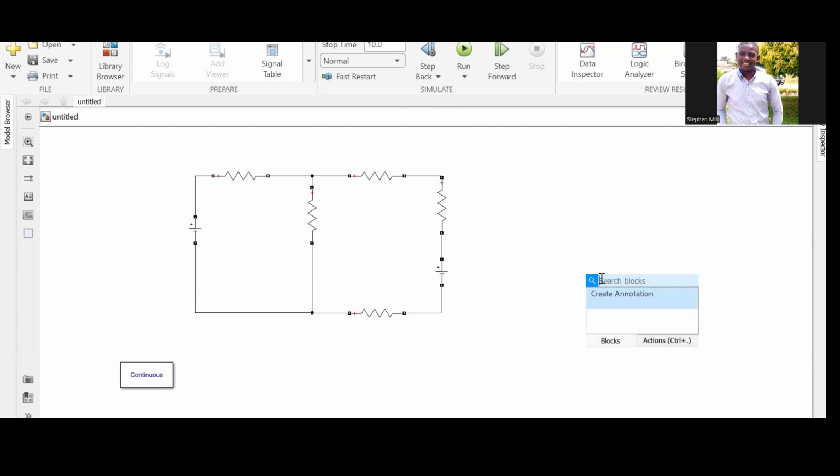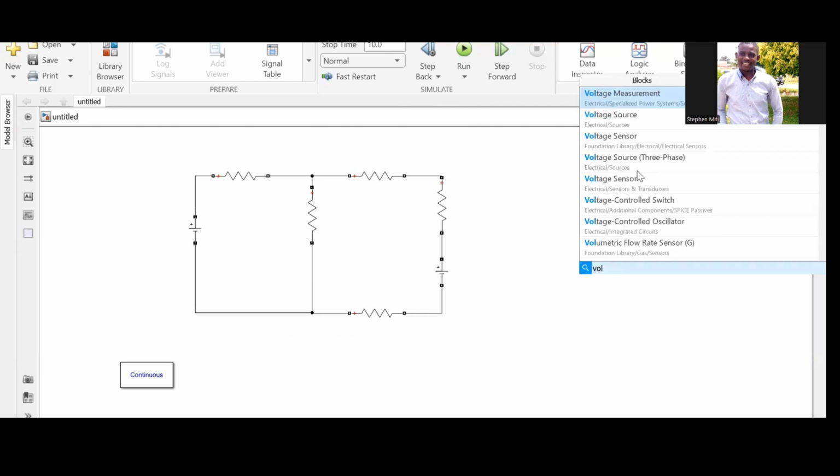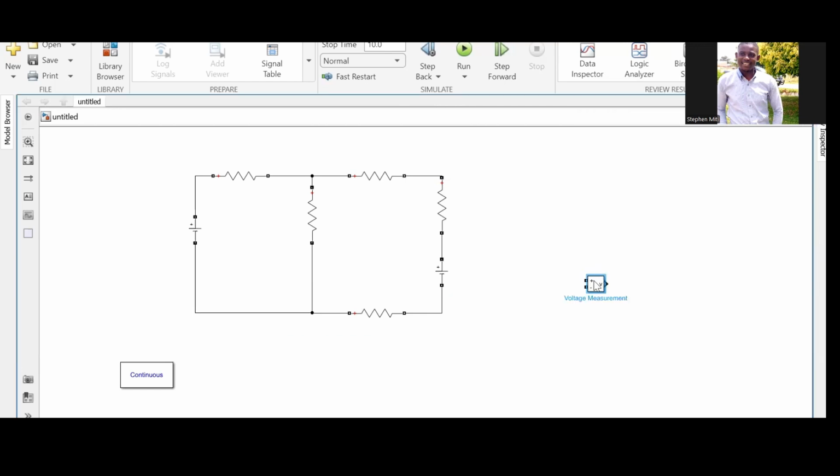So I need a voltage measurement block. Remember that there are 3 voltages to measure, right? So I'll press Control C, Control V, and paste them. I need to measure the voltage across this resistor here. Remember, when you're measuring the voltage, you put your voltmeter in parallel, right?